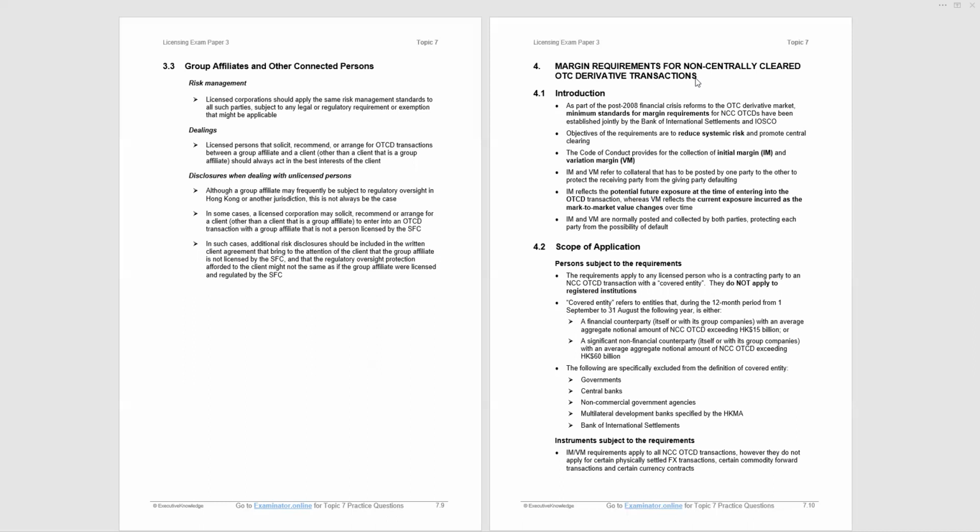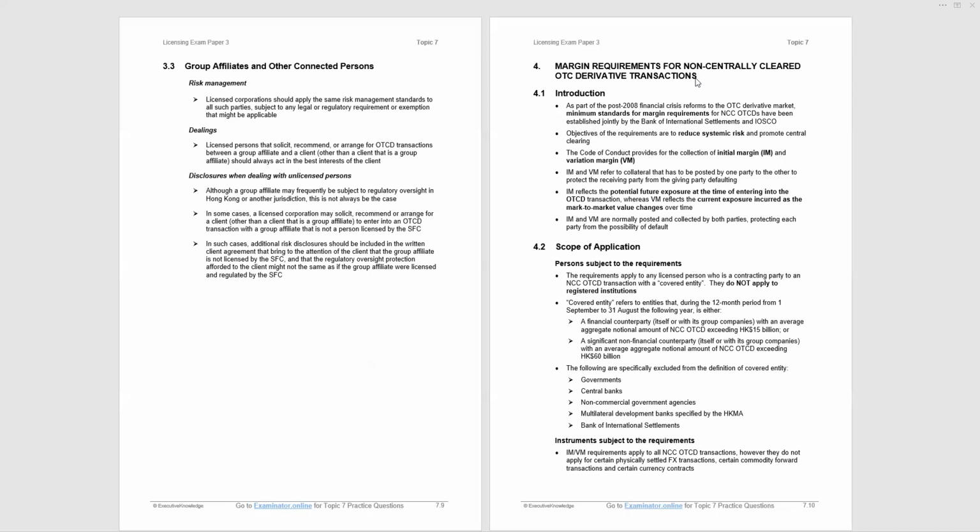So with regard to the introduction, as part of the post-2008 financial crisis reform to the OTC derivative market, we've covered this already, minimum standards for margin requirements for non-centrally cleared OTC derivatives have been established jointly by the Bank of International Settlement and IOSCO, the International Organization of Securities Commissions. So this is big picture. This is international. Objectives of the requirement are to reduce systemic risk and promote central clearing. What that's saying is to prevent people from defaulting and there being major liquidity problems in the system.